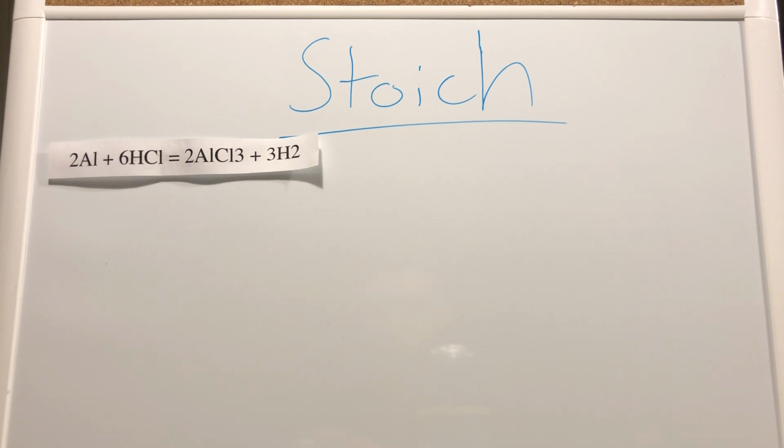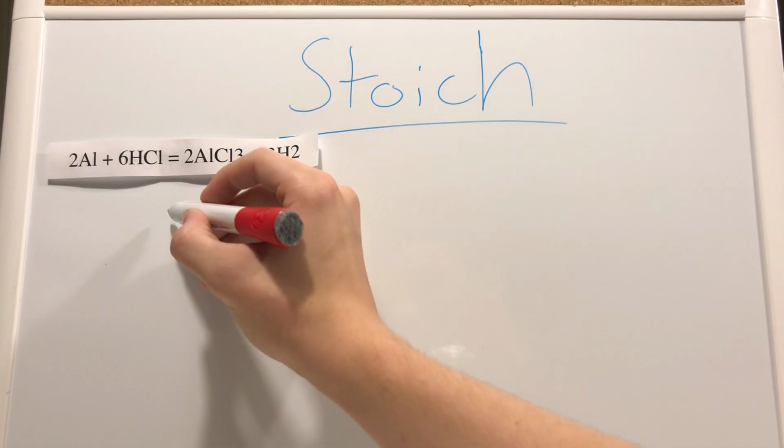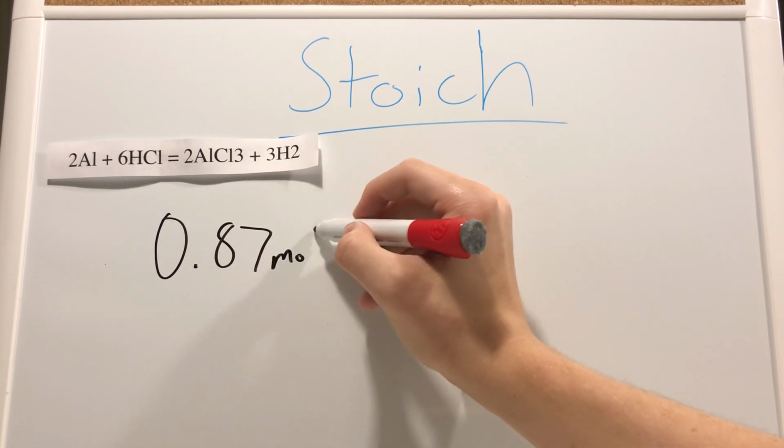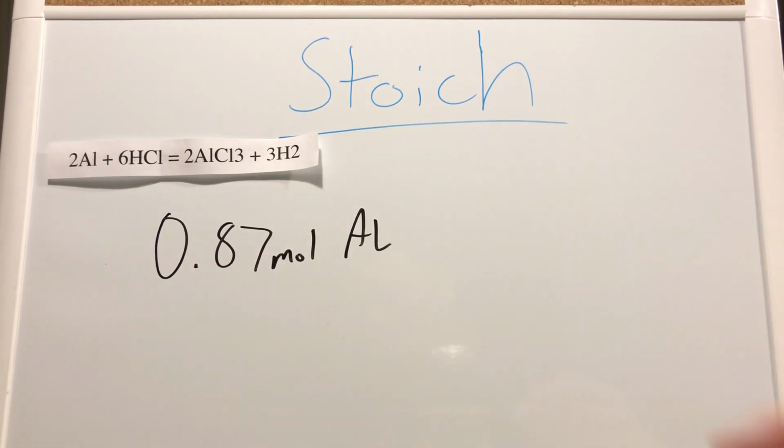So you're either given moles or grams or atoms, and the goal of stoichiometry is to find, using mole ratios, the other moles or grams of another species in that reaction. All right, so let's start off. If you were given moles, let's say you have 0.87 moles of aluminum, and you're asked to find how many moles of hydrochloric acid from 0.87 moles of aluminum.